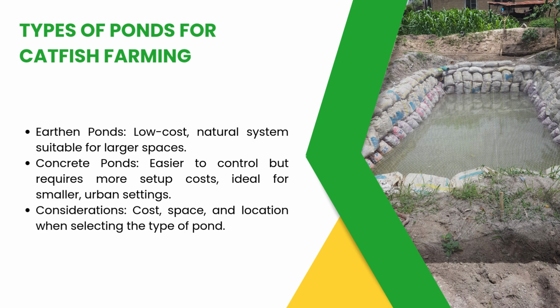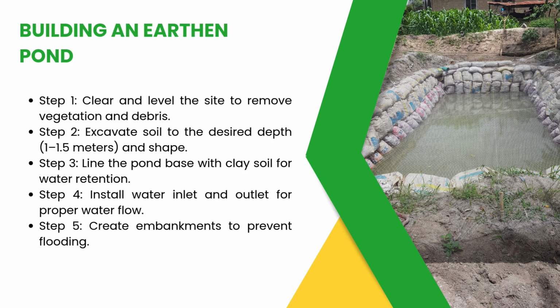And the concrete is easier to control, but you require more money to set up, because you have to build up, and it's best for urban or semi-urban areas. You need to consider your cost, space and location when selecting the type of pond. So if you have so much money, you want to do concrete in an urban setting. If you're in a rural area, you want to do an earthen pond, or you have access to land mass, just like this one that we can see in the picture.